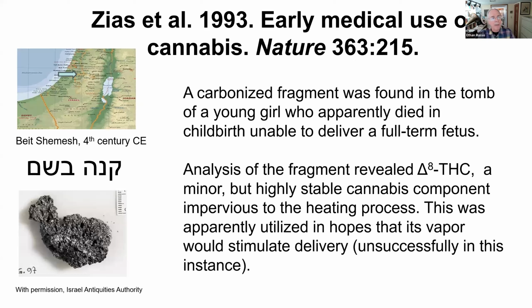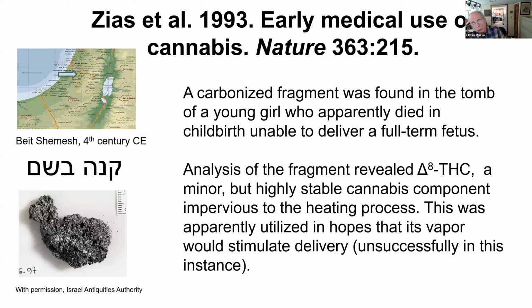Again, physical evidence from Judea at that time, from the 4th century of the Common Era. We've shown this slide previously in another module, but in a different context. A carbonized fragment was found in the tomb of a young girl estimated to be 14 years of age, who seemingly died in the midst of childbirth, being unable to deliver a full-term fetus. In the material was found delta-8 THC, which is a more stable compound from cannabis that is impervious to heat.